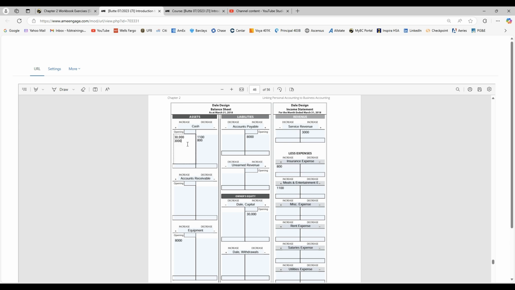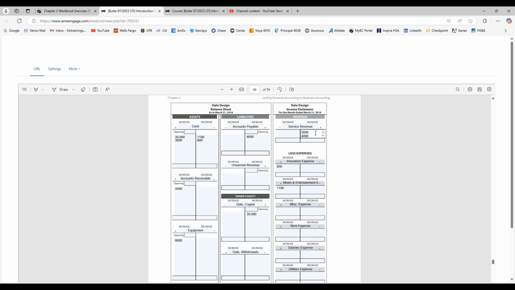Okay, then we perform some services for a client on account for $4,000. So we don't want cash, since we performed the services and will be paid later. We'll receive the payment later. We're going to record that as an accounts receivable, to be received in the future, basically.